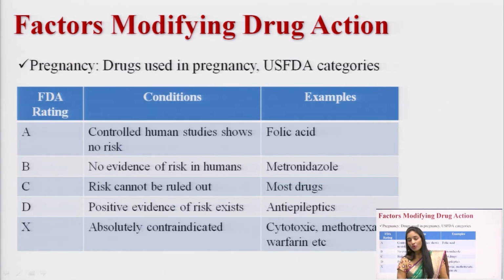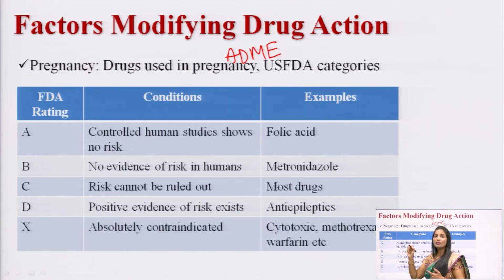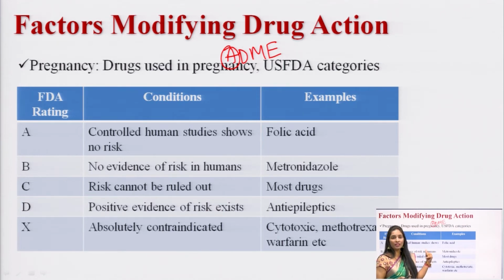So, if I am talking about the pregnancy condition, especially in the third trimester, there are some slight changes in absorption, distribution, metabolism and excretion. So, what is going to happen in absorption? In the third trimester of pregnancy, absorption will definitely be affected. The GI motility will be decreased in the pregnant woman.